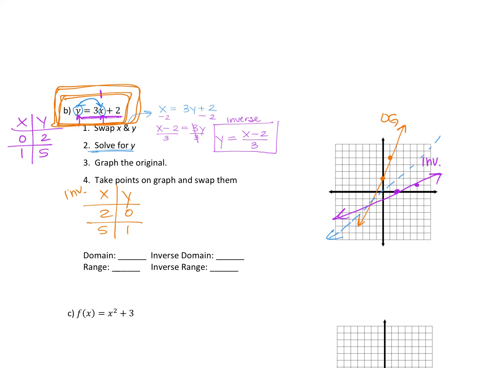Okay, if you want to see these on a calculator, so you can check your answers, stuff like that, or to get your mind wrapped around it a little bit, I'm going to show you how you could do that. It's very simple.